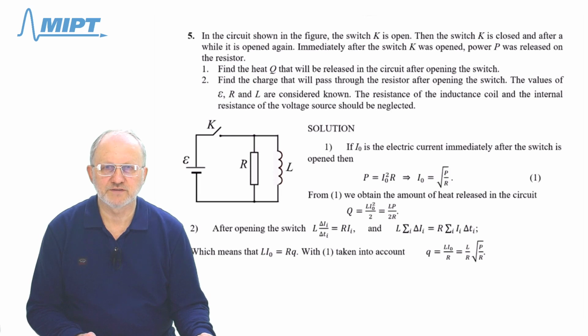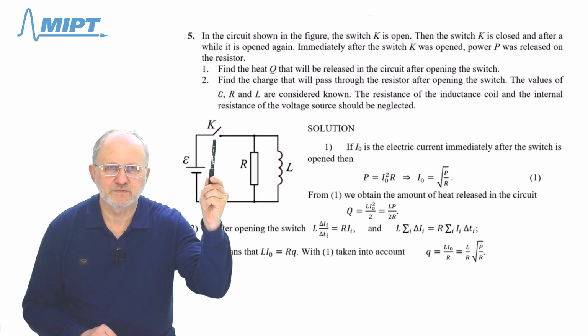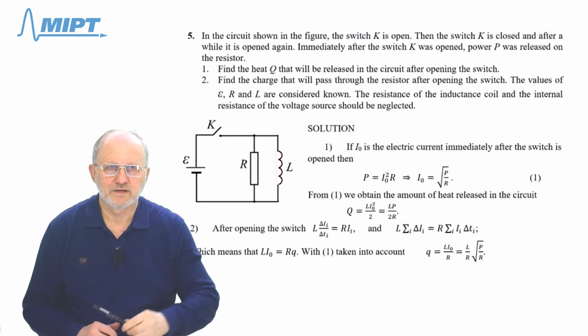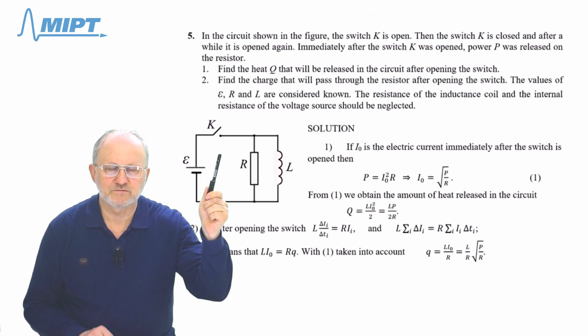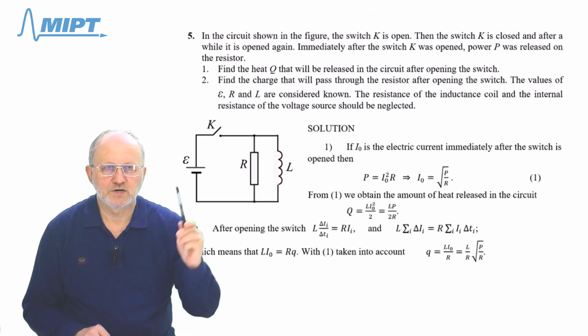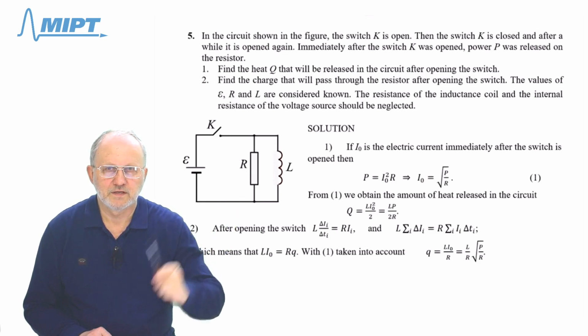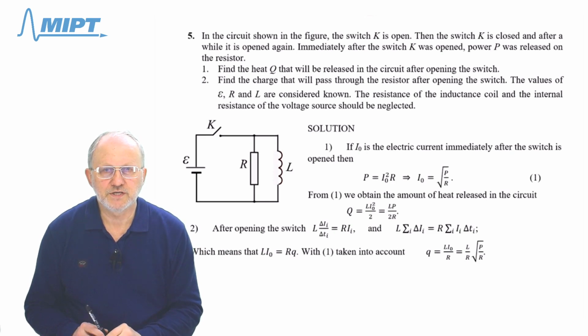Now problem number 5. In the circuit shown in this figure, switch K is open. Then this switch is closed for some time, and after a while it's opened again. Immediately after the switch was opened, power P was released on the resistor R. The question: find the heat that will be released in the circuit after opening the switch.